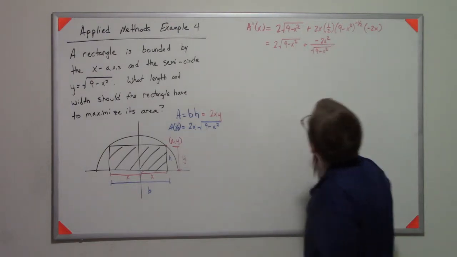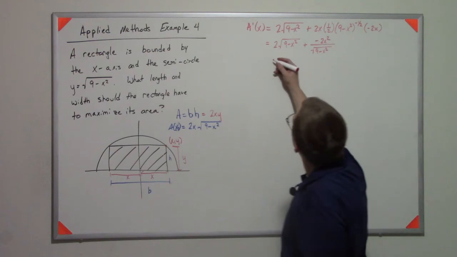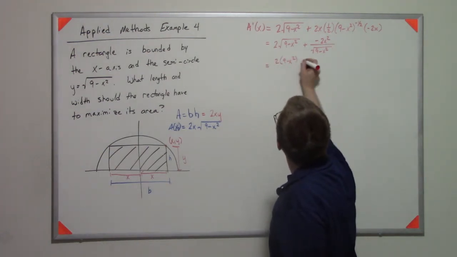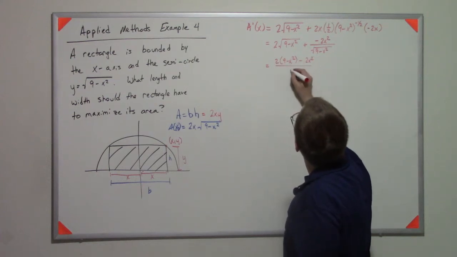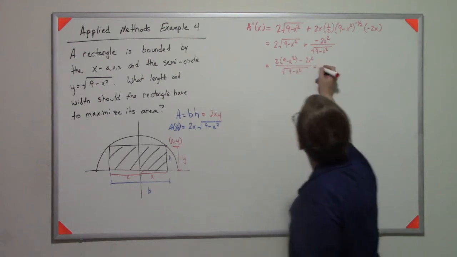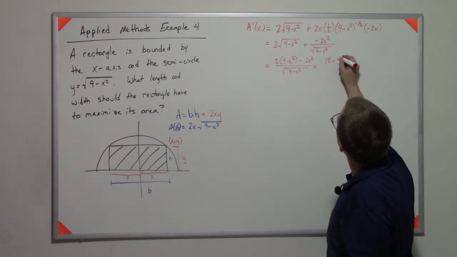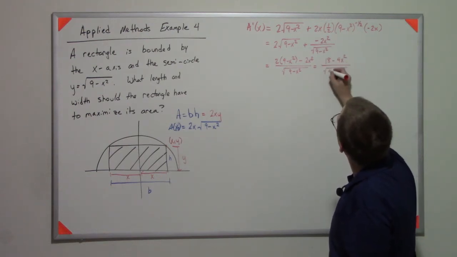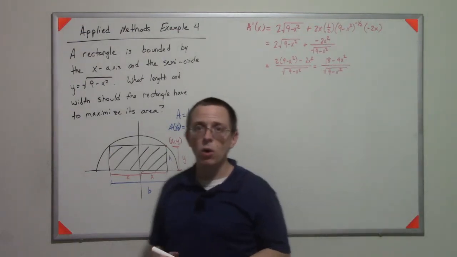So then I need to get a common denominator. Doing that, I get 2 times (9 minus x squared) minus 2x squared, all over the square root of 9 minus x squared, getting me 18 minus 4x squared over the square root of 9 minus x squared. That's a lot of work.